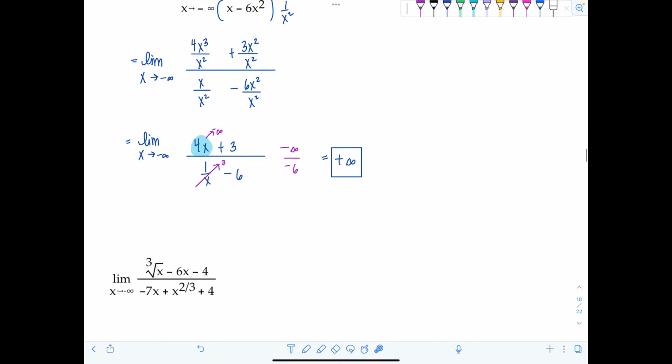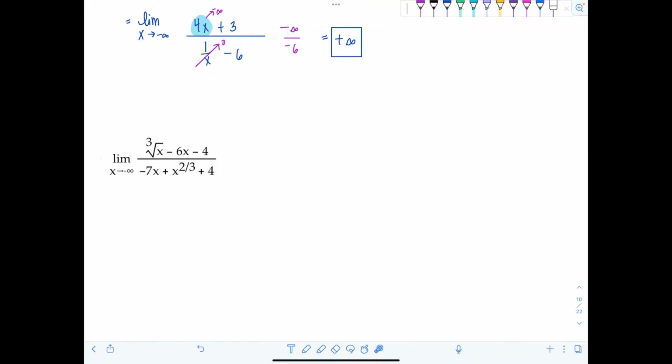Let's try another. Keep the party going. Limit as x goes to negative infinity again. I'm not a negative person. I'm just in the mood for negative infinity. And then we've got cube root of x minus 6x minus 4 over negative 7x plus x to the 2/3 plus 4. Quick check. Highest power in the numerator is x to the first. Same thing here. And both are going to be going to negative infinity. So I'm just going to start off dividing by the highest power of x in the denominator, which is x to the first. So same as multiplying by 1 over x.